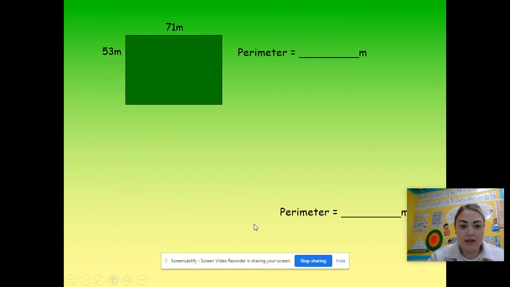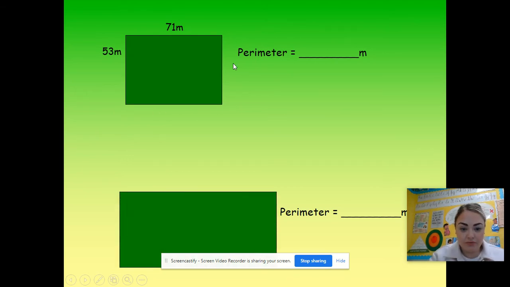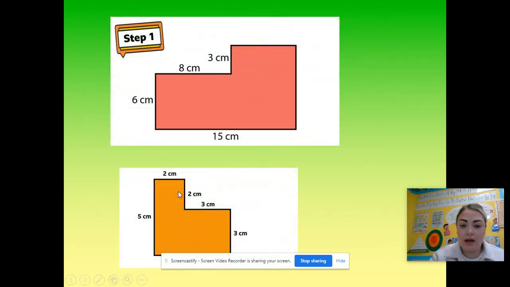We have 71 and then you do add 71. Then you do 53, add 53. Getting bigger now, 104 and 82. So they're simple. It's still following the same method regardless if they're higher or lower numbers.